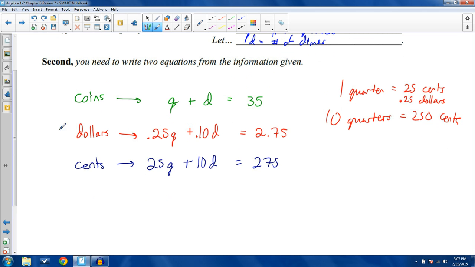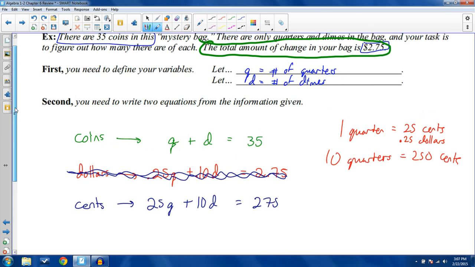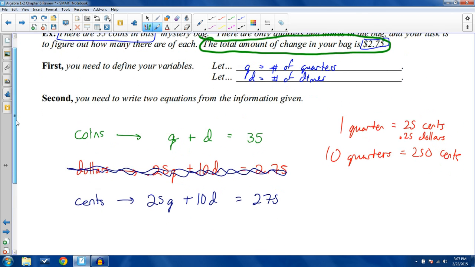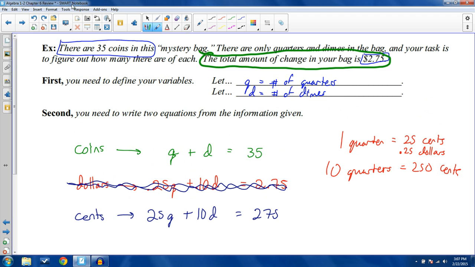So this is the one I would go with mostly because you don't have any decimals to deal with. Either one will work, but when it comes to solving for it, I think you don't want the decimals anyway. I'd set it up this way. You solve for Q and D and you're good to go. The only other weird thing about this problem, like I said, is I think your quarters end up being a negative amount, which is why they call it a mystery bag, I guess. Anyway, those are the word problems set up.